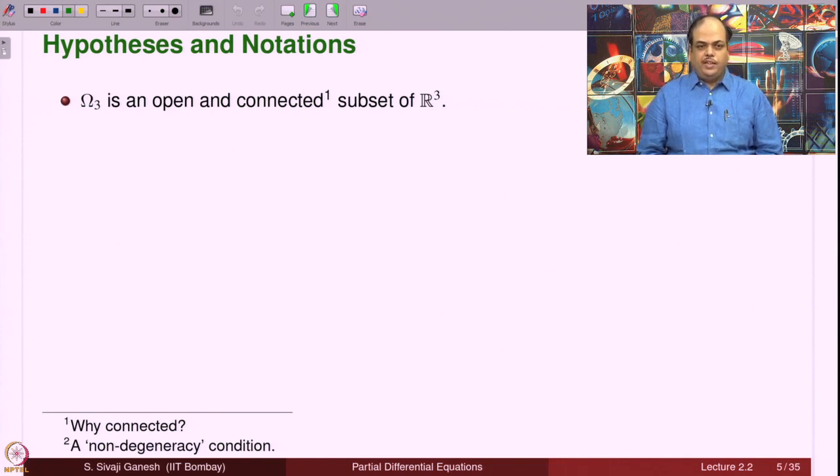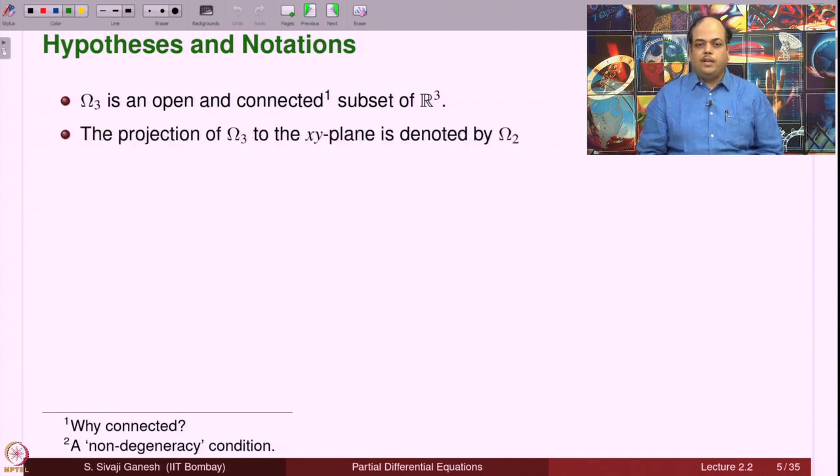Why do we need connected? It is because we are going to take some curves in omega 3. A curve is a quite connected quantity, right? I mean, there are no gaps in that. Therefore, that curve should be in omega 3, otherwise it also does not matter. That is why it is not that important at all here. It is enough that it is an open set. There is nothing wrong in assuming it is also connected, there is no loss of generality.